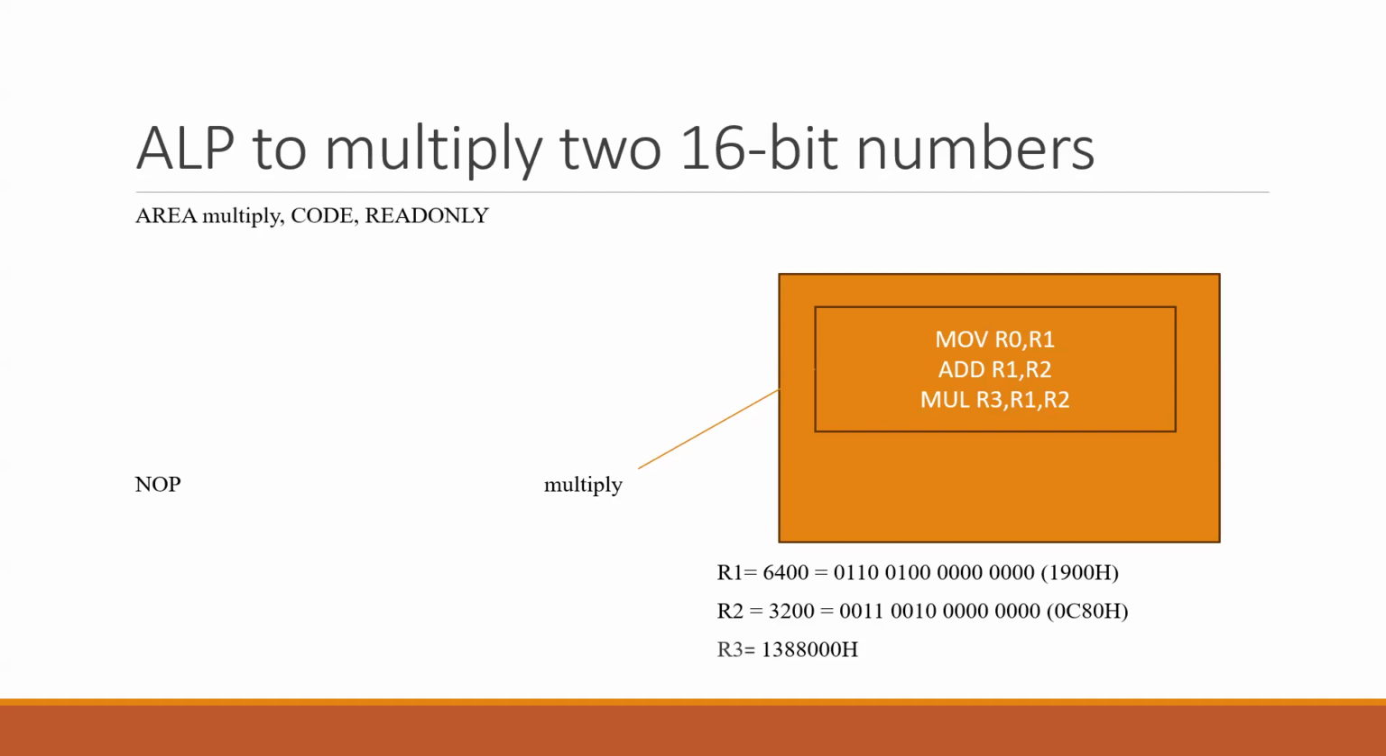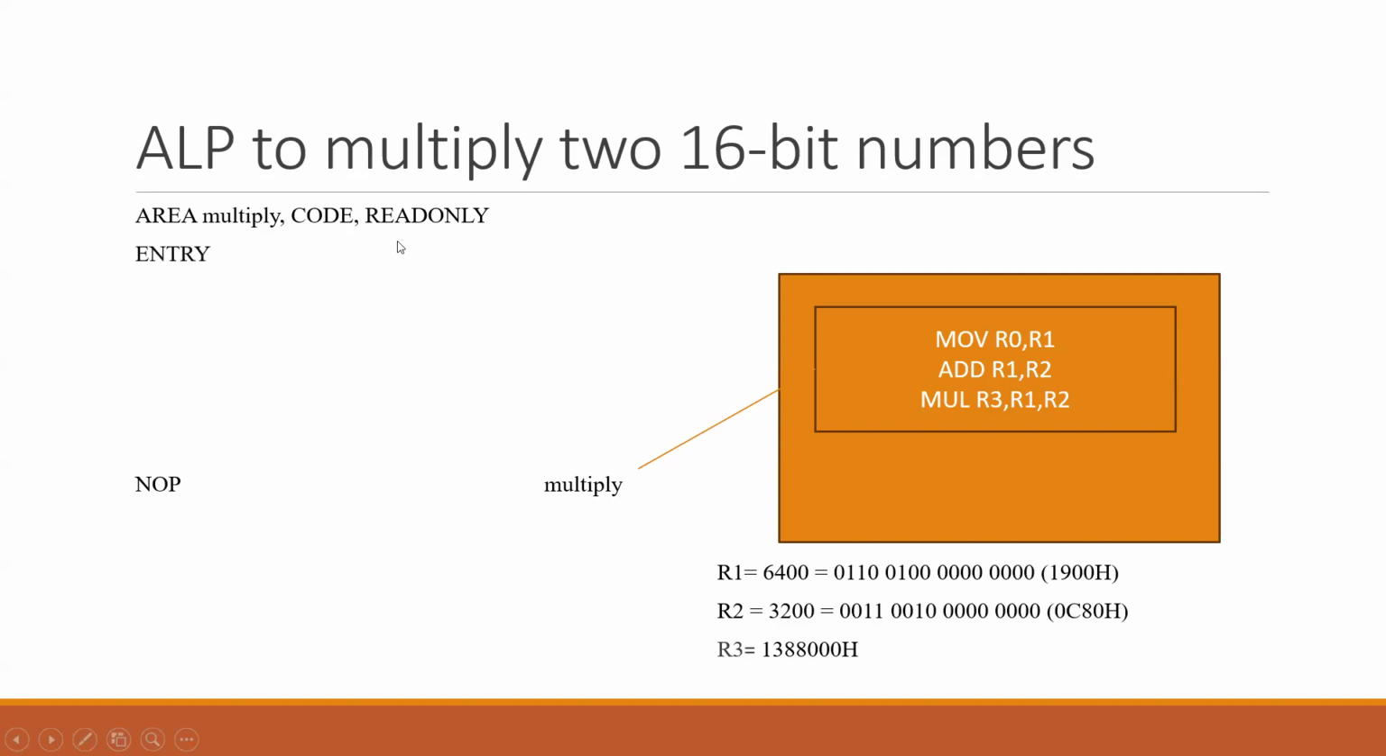Next, let's see how we write the program. To start writing any assembly language program, we start with the directive called AREA, followed by the area name. It is MULTIPLY, where we are writing into code the set of instructions. The code can be only read-only.